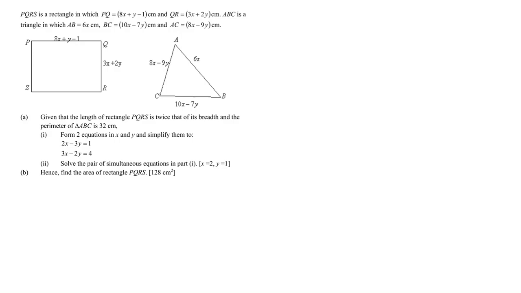Hello everyone, welcome to this video where we are given a rectangle with the following sides and a triangle ABC. Now, they give me two pieces of information. One would be that the length of PQRS is twice the breadth, and therefore I'm going to focus on this, the length.